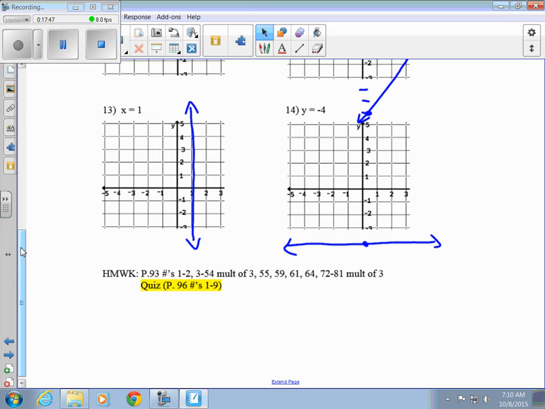So your homework assignment for section 2.3 is below. It's on page 93.